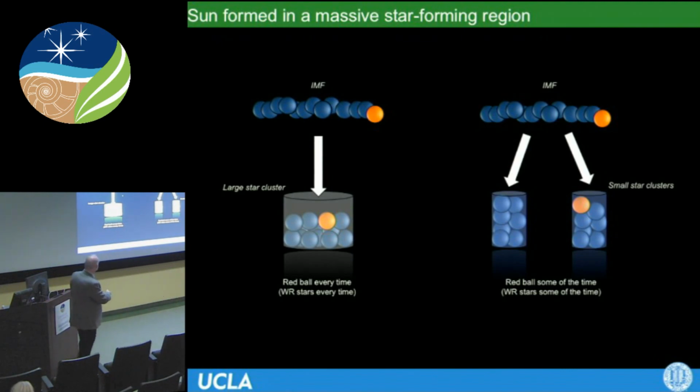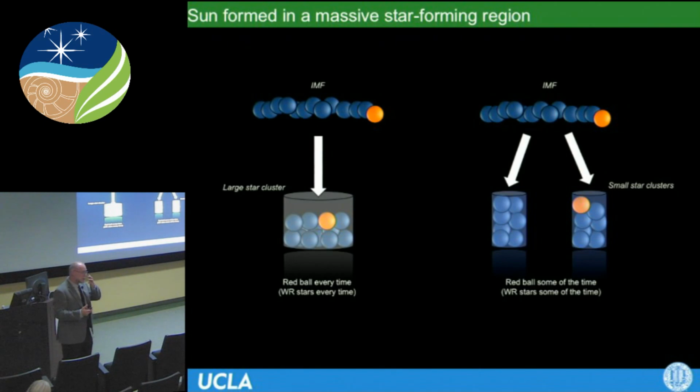And so the way you can think of that is if I have a bunch of blue balls and an orange ball, if I sample them all, I'm always going to get an orange ball. That's like saying I have a massive star-forming region with lots of stars representing the initial mass function. I'll always get a few big stars. However, if I have small star clusters, so I'm sampling from the initial mass function just little bits at a time, sometimes I won't have a really massive star, and sometimes I will. So the probability of having massive stars goes up when you have larger clusters.